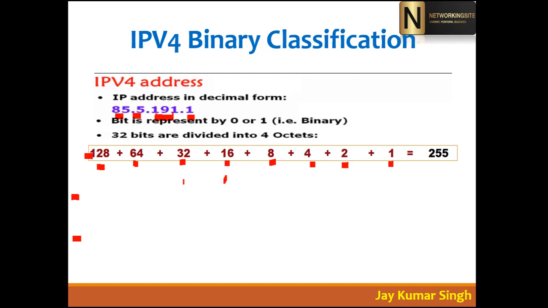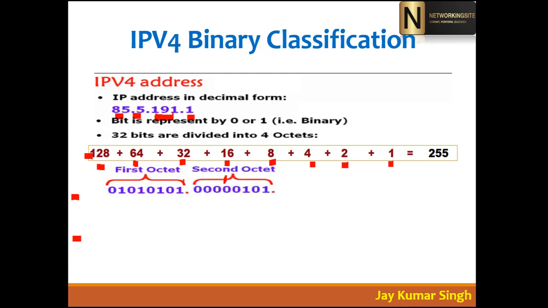Now see, if I'm taking the calculation of the first one, which is our first octet, the first octet is 85, which we have calculated. Now the second octet which we have calculated is 5. I told you 4 plus 1, so only 4 will be 1 and 1 will be 1, other will be 0. The number which is matching will be 1, and the number which is not matching will be 0.